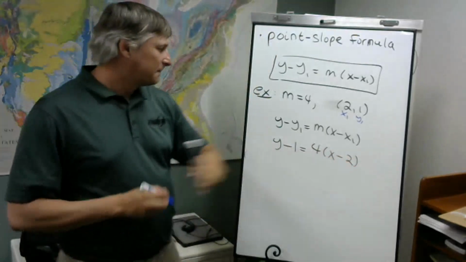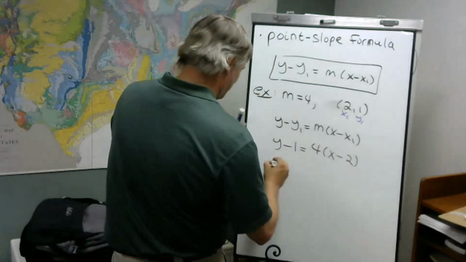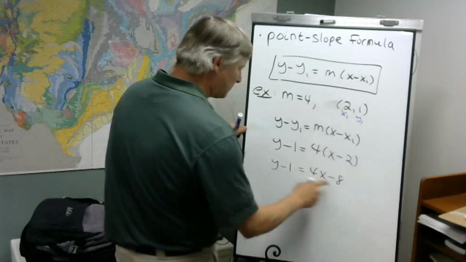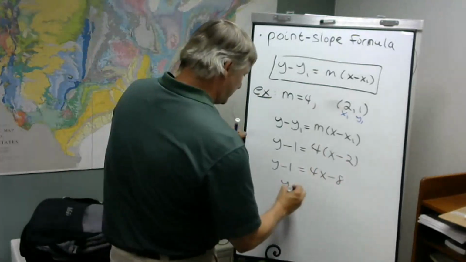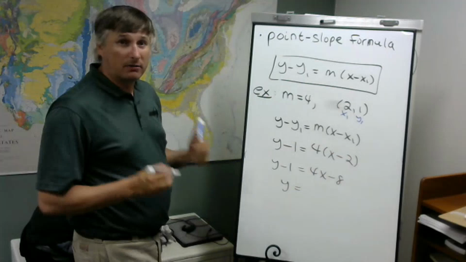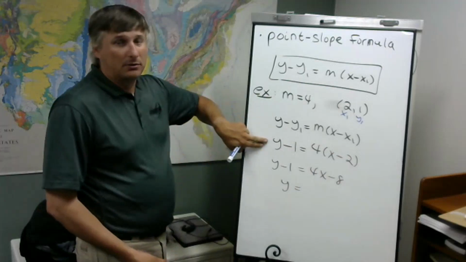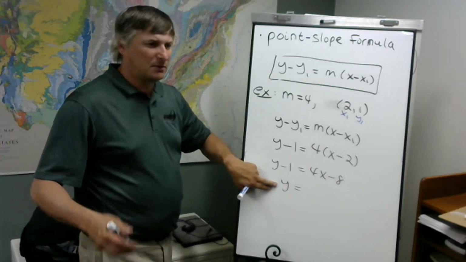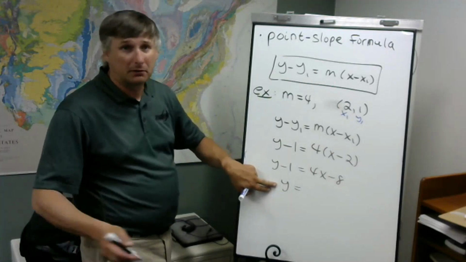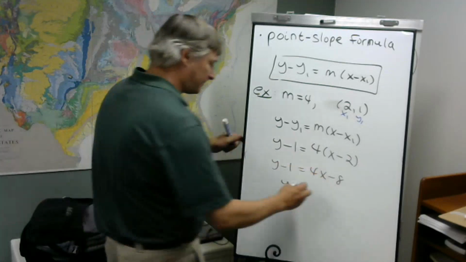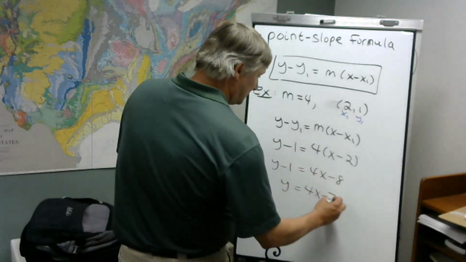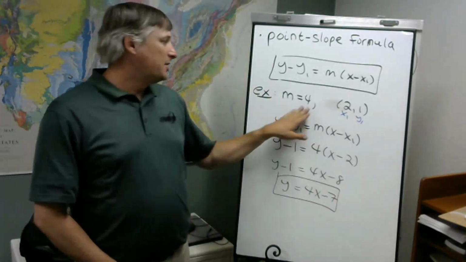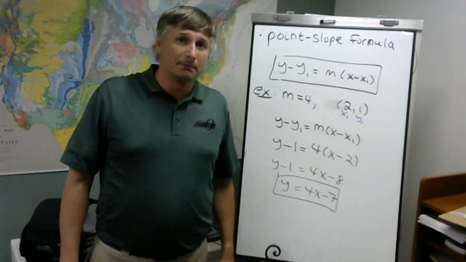So we're going to distribute the 4 here. Add 1 to both sides. And what we get is the mx plus b form of our line. We could leave it like this. This is perfectly fine, but we typically solve for y. Mx plus b is just a more familiar form. It's one people use more often. So adding 1 over here, -8 plus 1 is -7. So that's the equation of the line with this slope passing through that point.